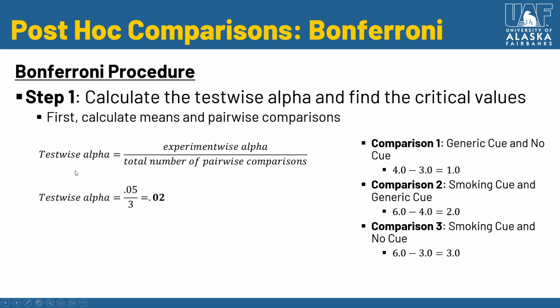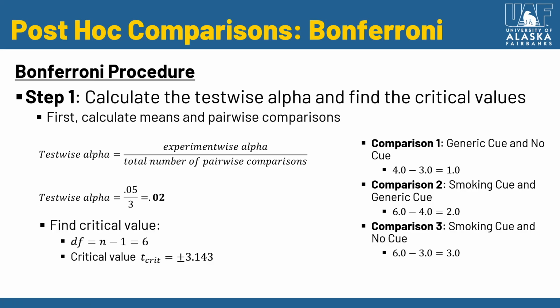And calculating test-wise alpha, so we have 3 comparisons, so we'll take 0.05, the overall alpha, divided by 3, and we'll get a value of 0.02 if we round, because that's like what, 0.01667 or something like that. And then we'll look at our t table to find our critical value based on our degrees of freedom. We had 7 participants, minus 1 is 6. We use that to find our critical value of t of 3.143.